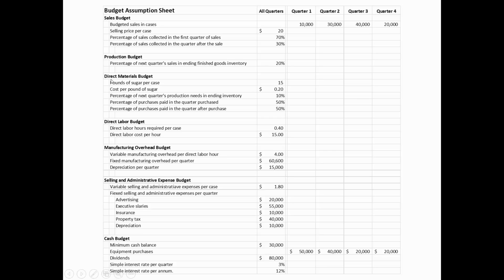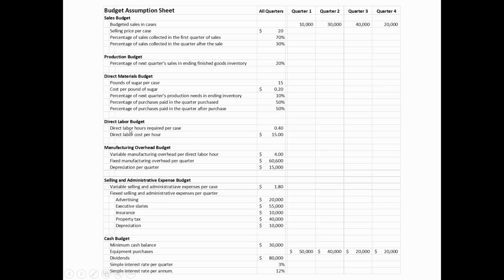For the direct materials budget, we will need to budget for 15 pounds of sugar per case. Hampton Freeze makes popsicles. The cost per pound of sugar they're expecting is 20 cents. The percentage of next quarter's production needs in ending inventory is 10%. When they purchase these direct materials, they're expecting to pay 50% in the quarter in which they purchase it and the other 50% in the subsequent quarter.